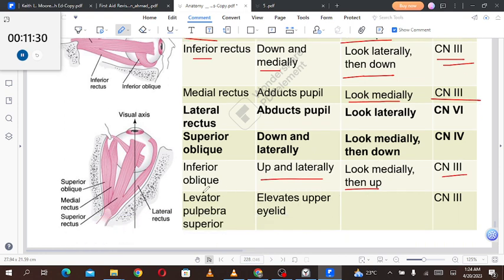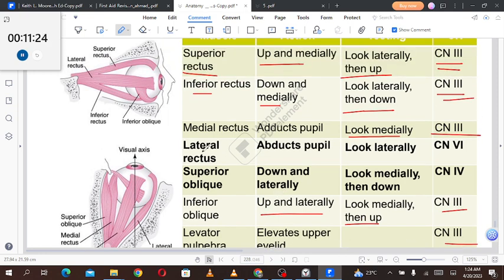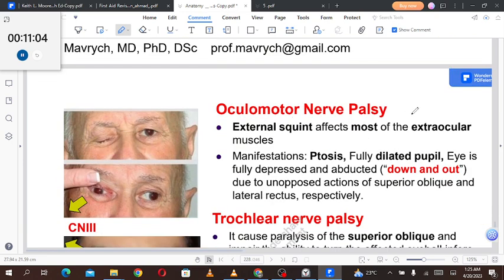Then we have the levator palpebrae superioris. It elevates the upper eyelid and is supplied by cranial nerve 3. Then we have the lateral rectus that abducts the pupil. To check this, we ask the patient to look laterally, and it is supplied by CN6. Superior oblique is checked next. Its main action is to make the eye look down and laterally, and the patient is asked to look medially and then down. It is supplied by cranial nerve 4. Then we have ocular nerve palsy.